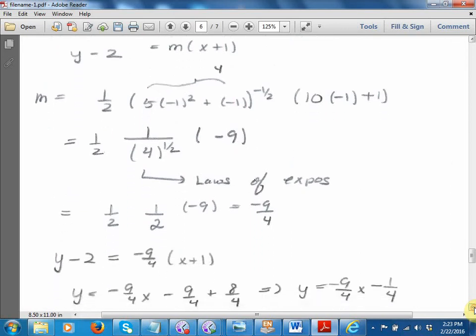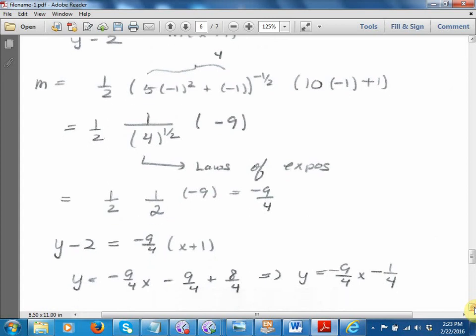But you plug it in, this is like a machine now. All this stuff is like a machine. y minus y1 equals m times x minus x1. The only difference is that you're finding the m in a different way. You're using formulas instead of using limits. So that's the only difference now. And then you plug in.